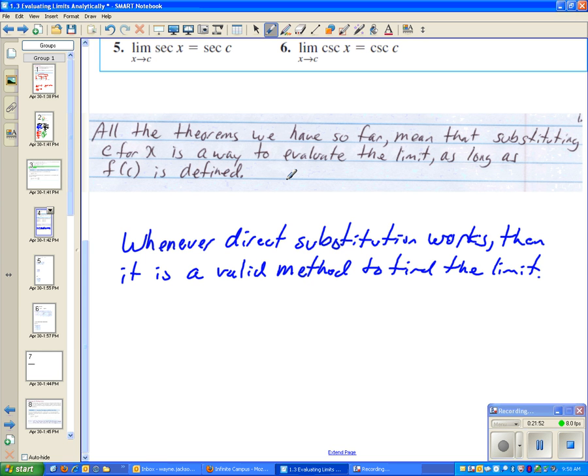Now, we'll spend a lot of time on the otherwise. But right now, isn't that good to know? That when substitution works, use it. Okay? Let's see if we got time for an example. All right, turn to page 67.